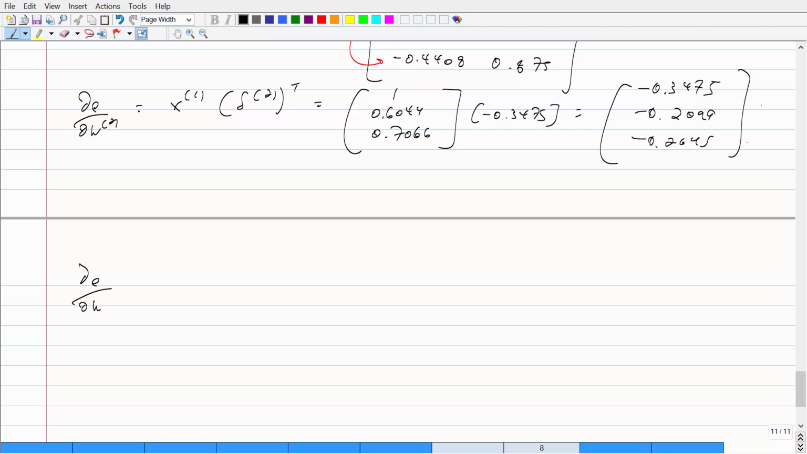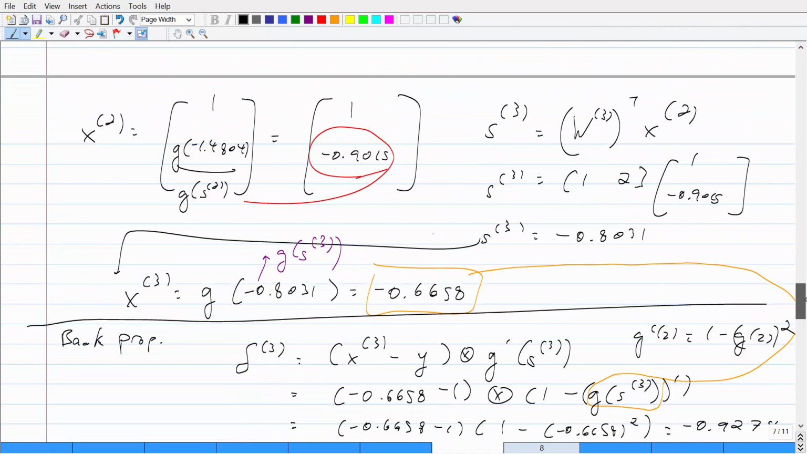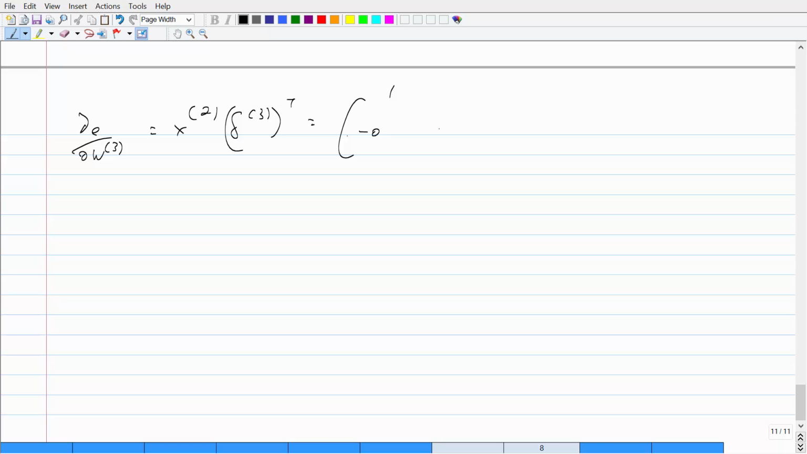And finally, you have the weights between the second hidden layer and the output. So it's just the outputs from the second hidden layer with the sensitivities from the final layer. Okay, so x2, let me see here, what was that? Okay, so we've got 1 minus 0.9015, and then delta 3 was just minus 0.9274. So when you multiply this out, very easy, and then multiply these two together, we get 0.8766. Okay. And that is it.